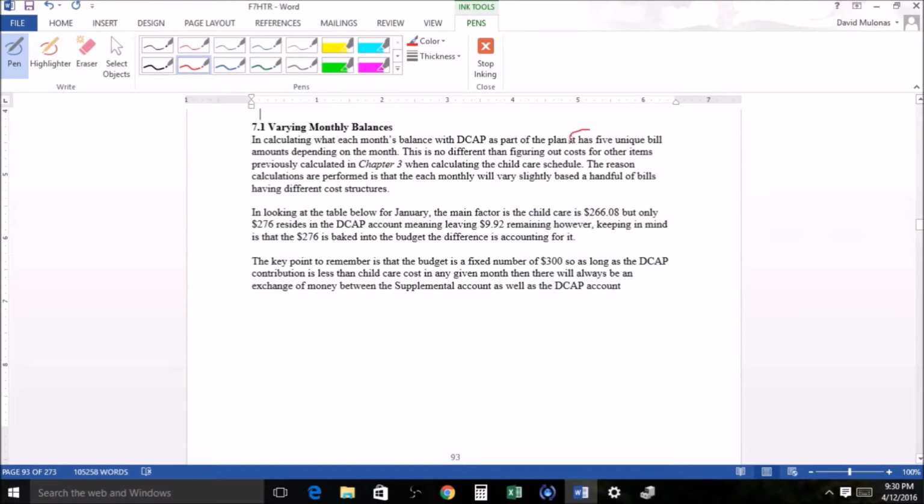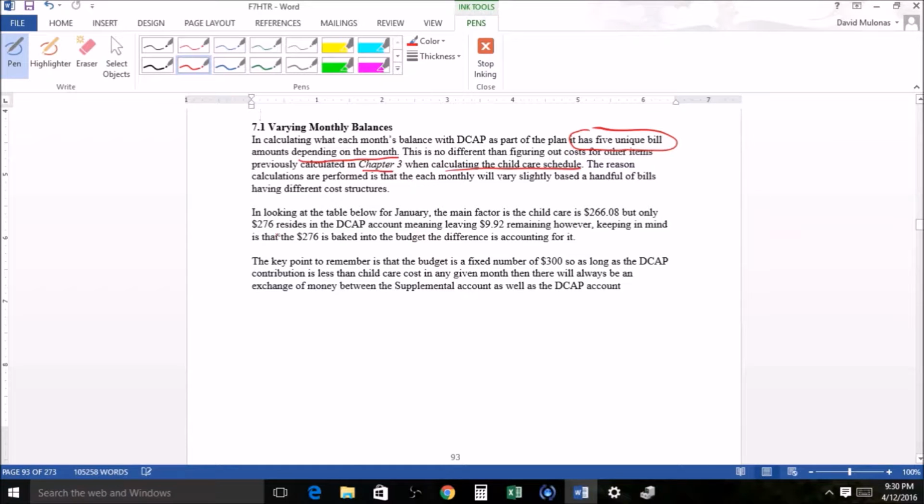Right here we see that Jasper has 5 unique bill amounts that can happen depending on the month during the year. And now we have to understand that although in chapter 3 the child care schedule was created and a supplemental 12-month plan was created, there may be some more money that needs to be inputted to account for this. And again, we'll see why in a few seconds.